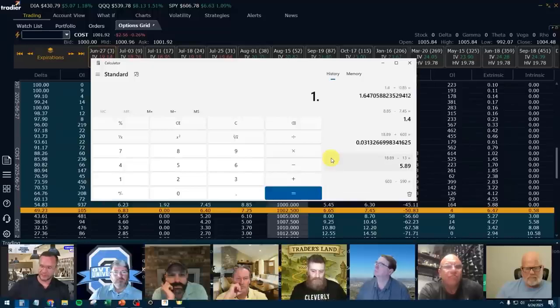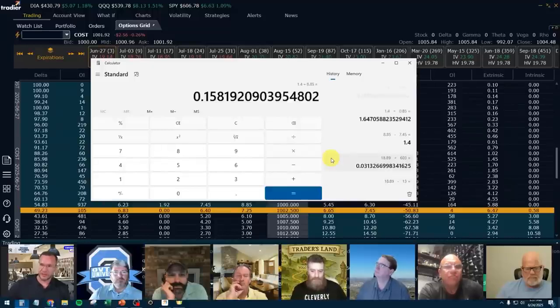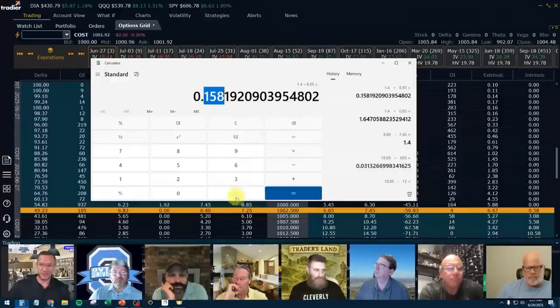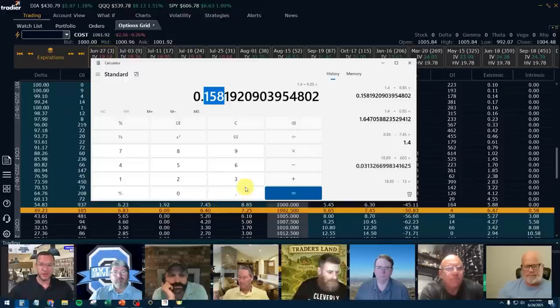Means I just gave up 16% of my option. My option is now worth 16% less just for the privilege to buy and sell. That sucks, right? I want to minimize the bid-ask spread.